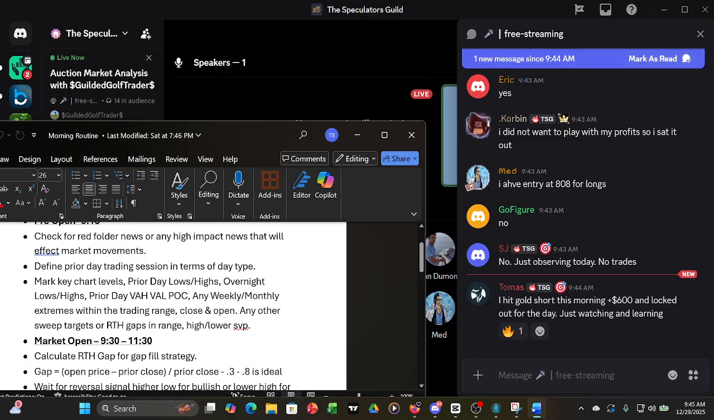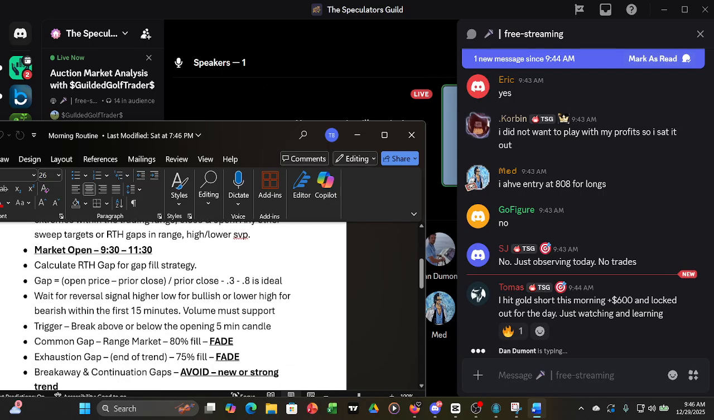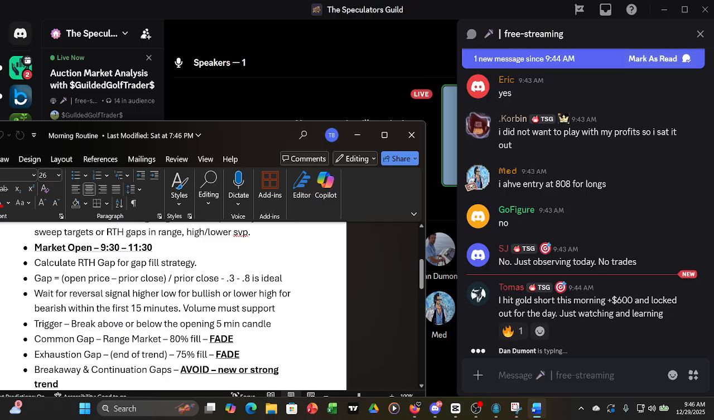My fourth checkbox is going to be mark my key levels. My key levels are going to be my prior day lows, my prior day highs, my overnight lows, my prior day POC, value area high, value area low, any weekly or monthly extremes that are within the trading range, and then any other sweep targets or RTH gaps that are within that range. Then once the market opens, I switch over to my 9:30 to 11:30 boxes.